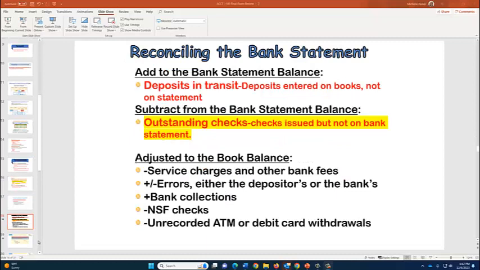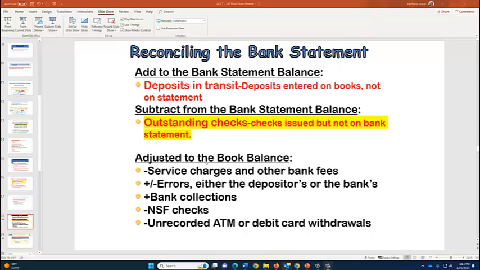In Chapter 7, we learn to reconcile the bank statement. So you'll have to recall the steps in the reconciling process. To the bank statement balance, there are only 2 adjustments made. The first is for deposits in transit, which are deposits entered on our books but do not appear on the bank statement. The second adjustment will be for outstanding checks, and those are checks issued but have not cleared the bank yet.